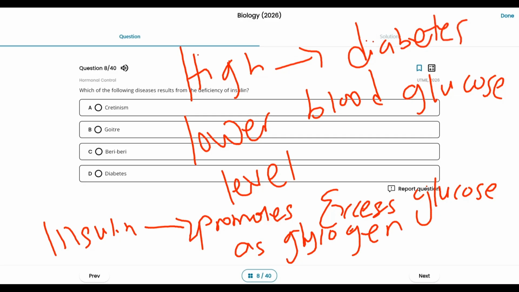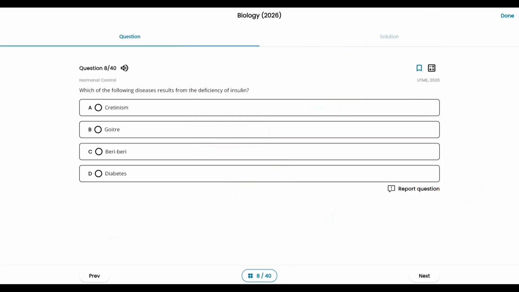Which leads to diabetics. Are you with me? Let's look at option A.